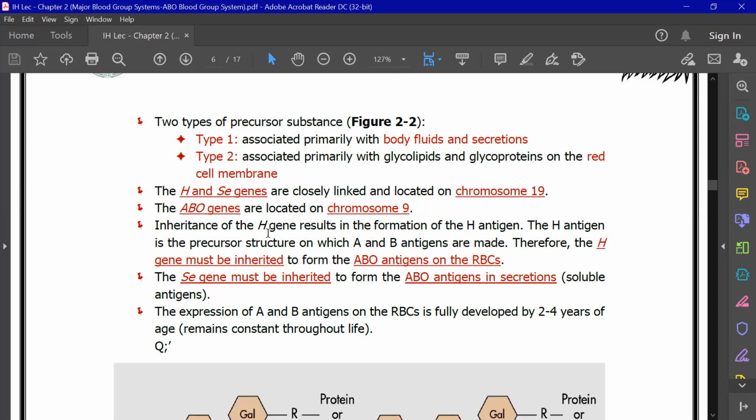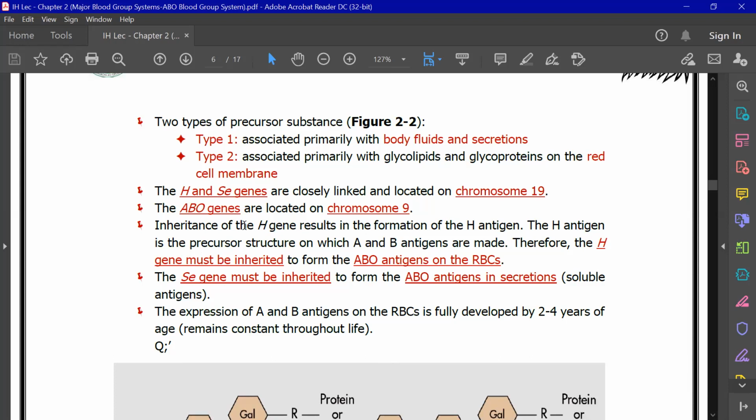If the product of the inheritance of H gene is the H antigen, and the product of the inheritance of our ABO genes are the A and B antigens on the red cell membranes, how about your SE genes? Your SE genes, ang product niya would be your A and B antigens in the body secretions or body fluids. Okay? Paki-note na lang yan, pero i-discuss pa rin naman natin mamaya. Para lang mabilis nyong tandaan.